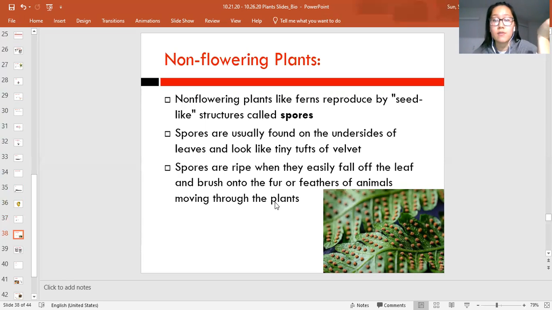These spores are found on the bottom side of the leaves, and they're growing in little patches, and they look like little fuzzy velvet pieces. Okay, when they're ripe, they fall off the leaf super, super easily, and then they can get brushed onto animal fur or onto the feathers of birds, and then they get dropped off randomly into another place where they can sprout and grow.